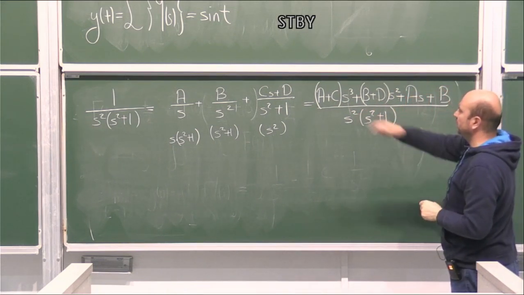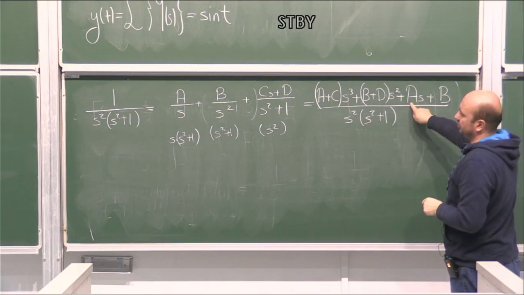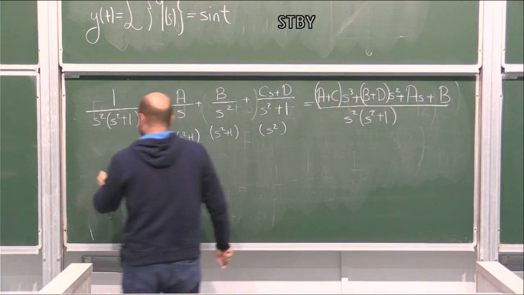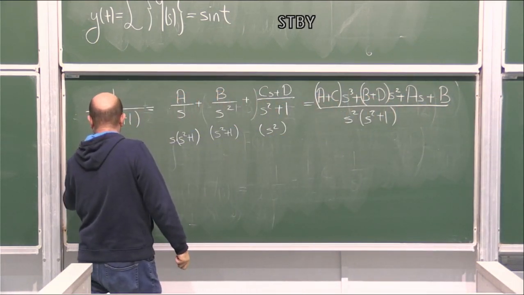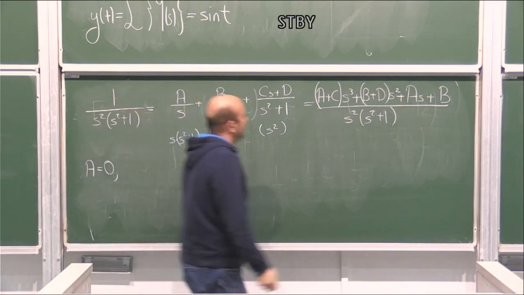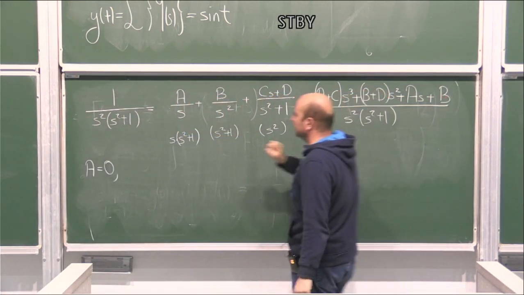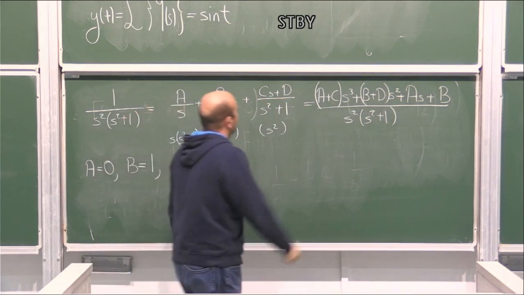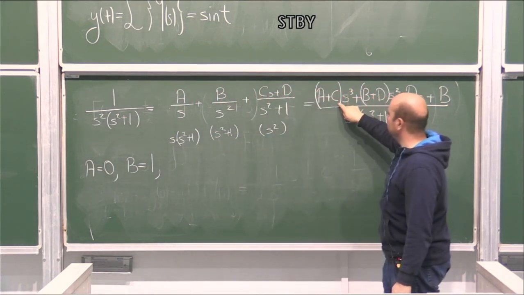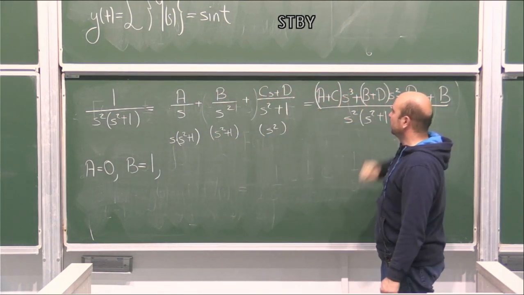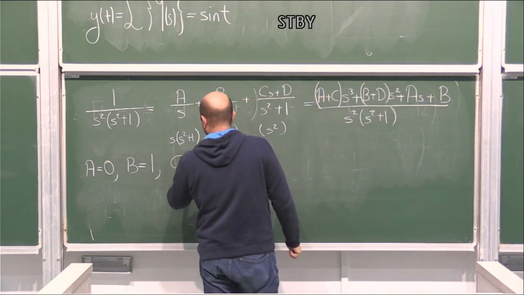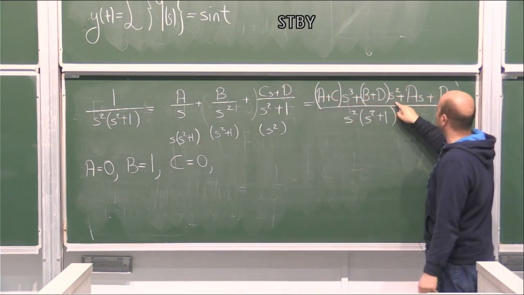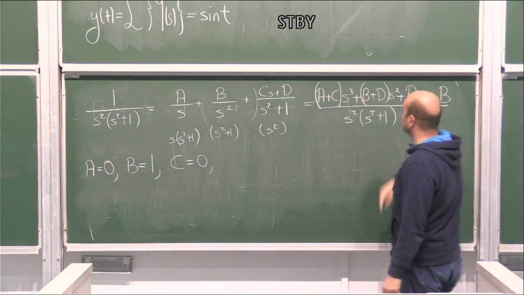Okay, so if you equate to the other side, we see that a must be 0 because there is no s term here. So a is 0. And b is the constant term, so it must be 1 because that's 1 here. And now a plus c must be 0 because there is no s cubed. a is already 0, so c must be 0. b plus d must be 0 because there are no s squared terms. b is 1, so d must then be minus 1.